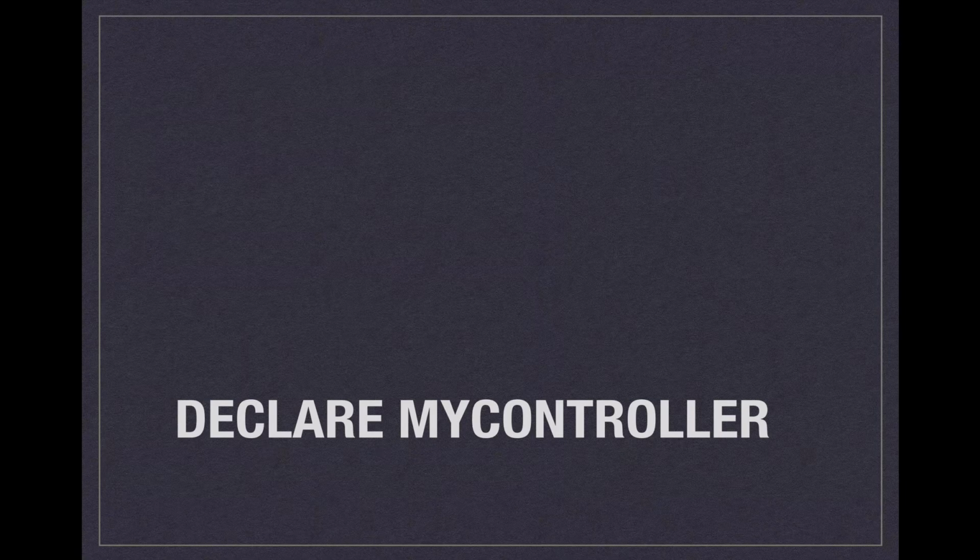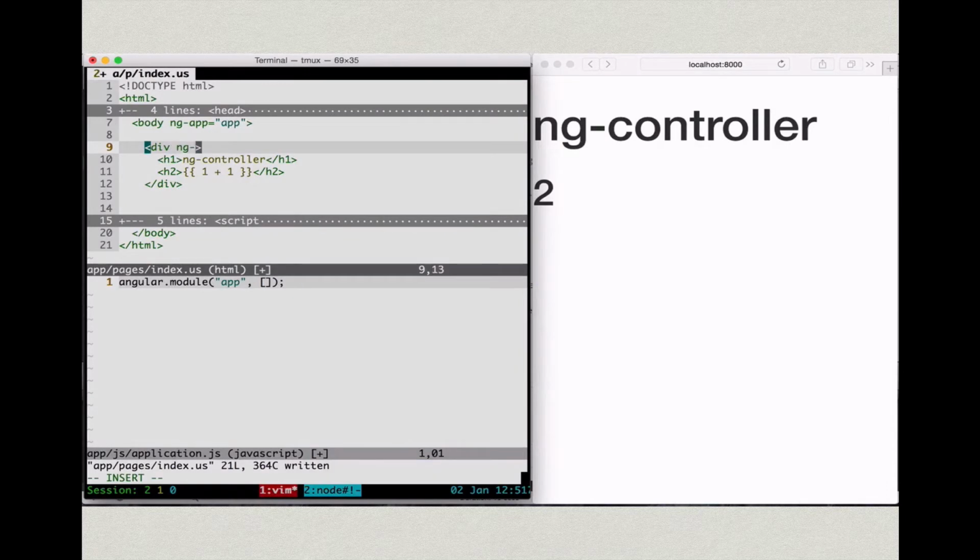Now we're ready for the first real concept, ng-controller. This is how we get stuff onto the actual page. So first, we're going to declare a controller called myController. We set another HTML attribute called ngController, and set that to myController. Once again, our page breaks. That 2 becomes a 1+1.